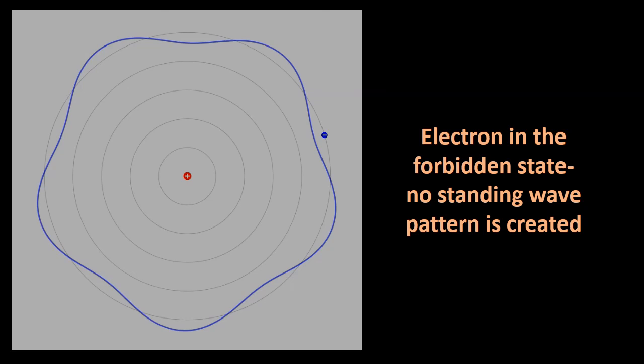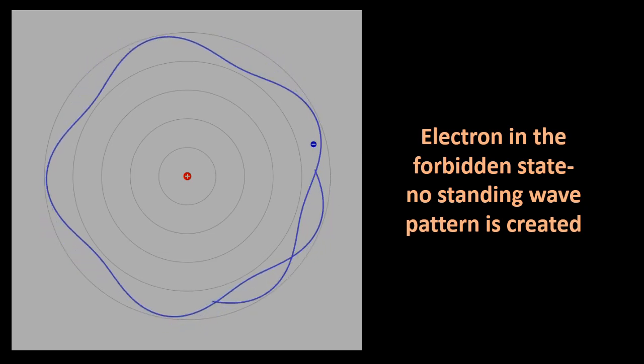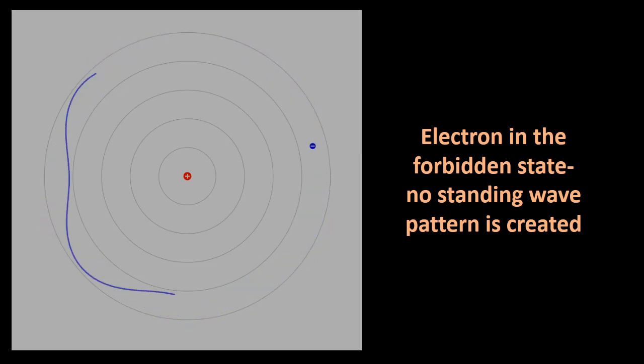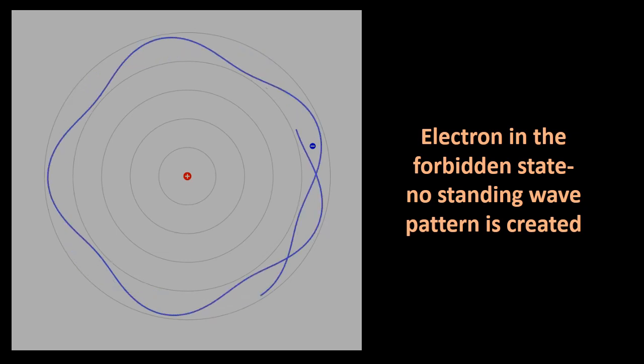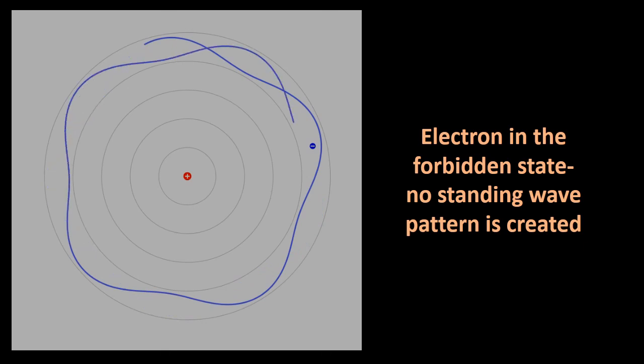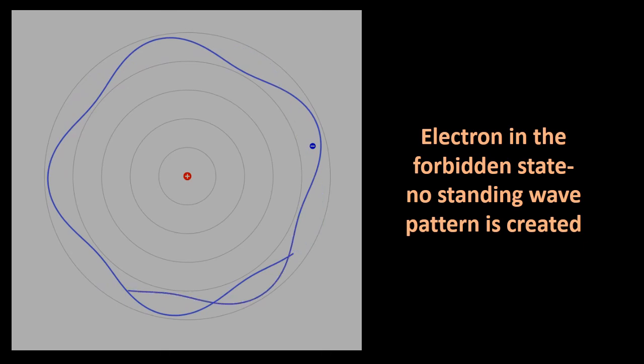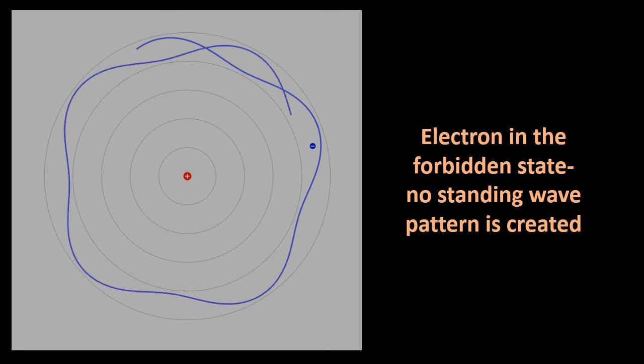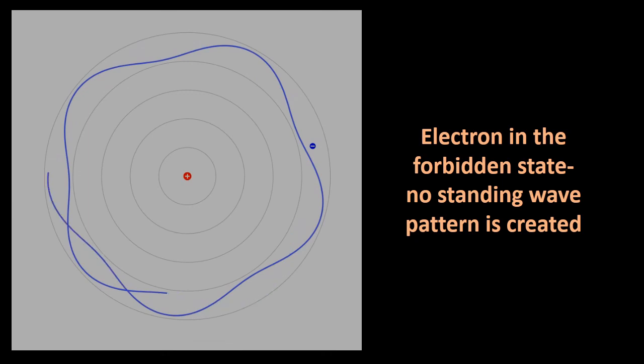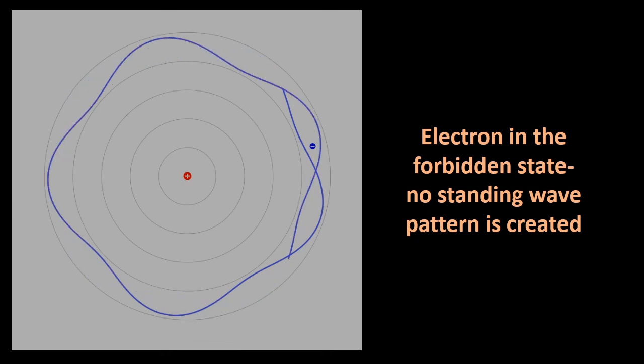Now we'll check what will happen if the electron is placed at any intermediate stage, that is, in between two orbits. Look here. Now the electron is placed between the fourth orbit and the fifth orbit. Look at that. We are not able to create any standing wave pattern. It is not completed. It shows that the electron is not present either in the fourth orbit or in the fifth orbit. That is a forbidden state. There the electron cannot revolve.